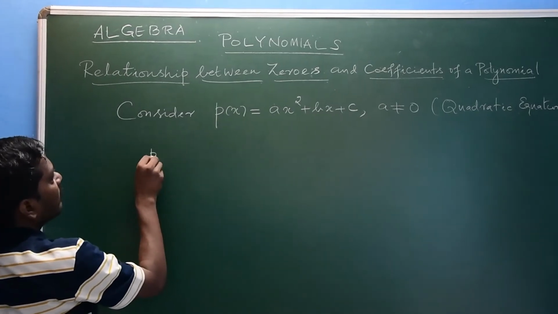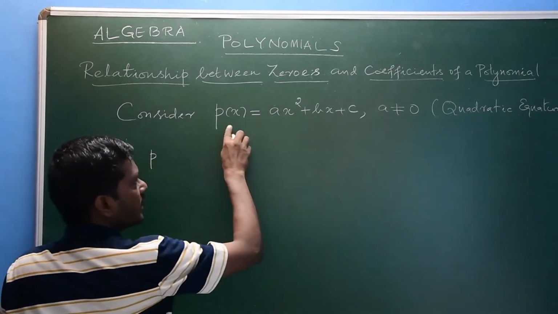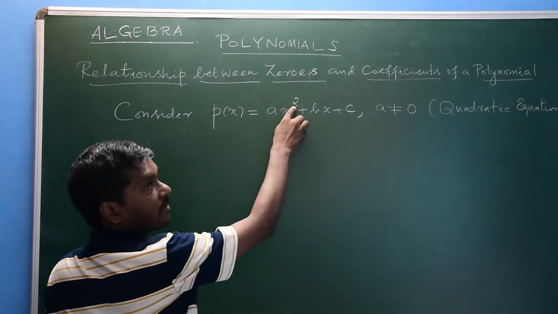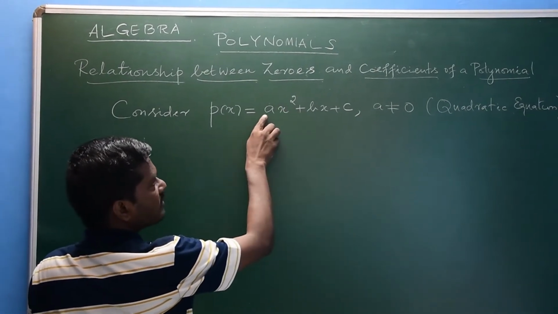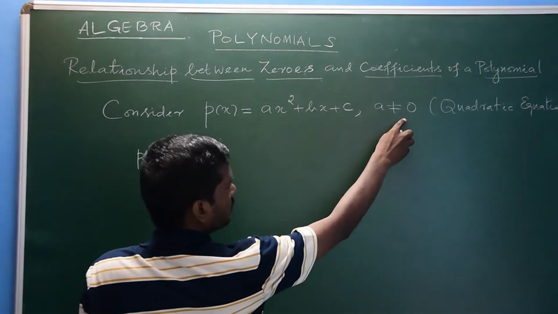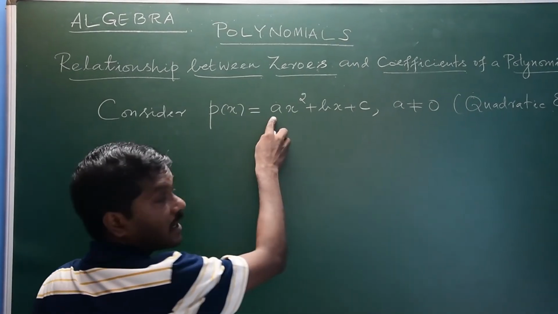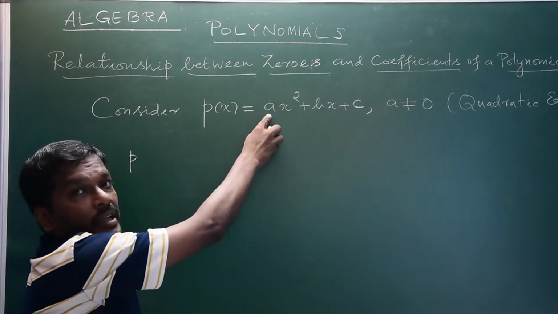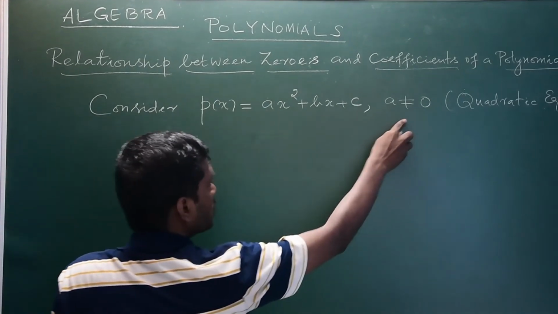So we are considering a quadratic polynomial, and it is quadratic because the degree of the polynomial is 2 and whose coefficient a is not equal to 0. So for this to be a quadratic polynomial, what is the condition that we have to impose on the polynomial? The coefficient of x square, a, is not equal to 0.